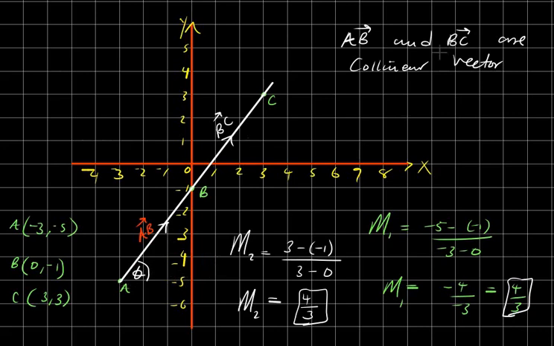This is how we can show that two vectors are collinear just by checking their gradient. If their gradients are the same, then we have vectors that are collinear, meaning they are lying on the same straight line. From here we'll go into vector geometry and see how we can solve some questions under vector geometry. So see you in the next video.